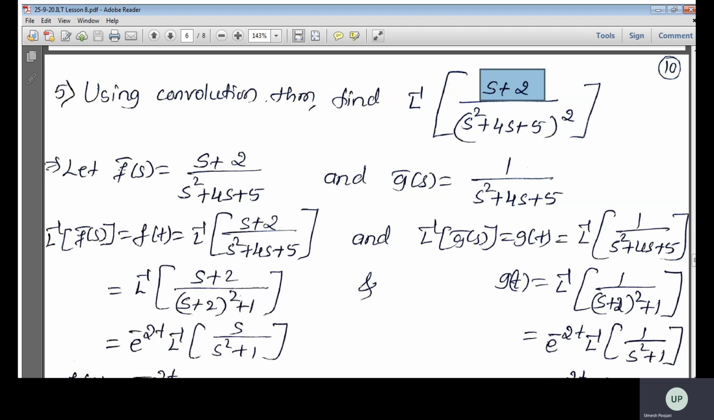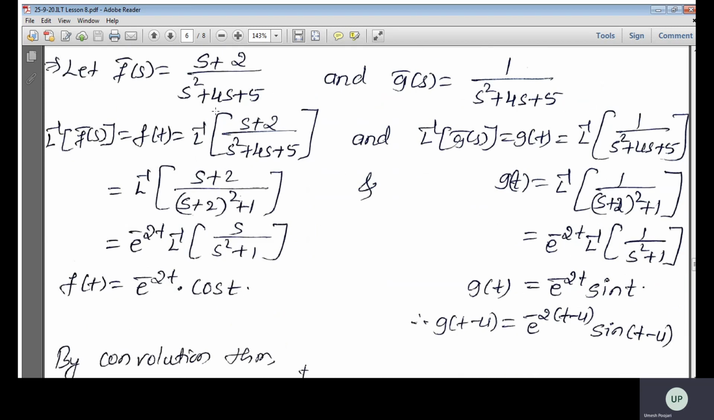So you cannot take s to f bar and 2 to g bar. If you do so, what happens? If you multiply f bar and g bar, you won't get the original equation. Then you will get 2s divided by s square plus 4s plus 5 whole square. So if there is a product in the numerator, then you can separate, no problem. But if you have addition or subtraction like this, then you have to take that complete term to one side. So here f bar of s, I will take s plus 2 divided by s square plus 4s plus 5, and g bar of s can be taken as 1 by s square plus 4s plus 5.